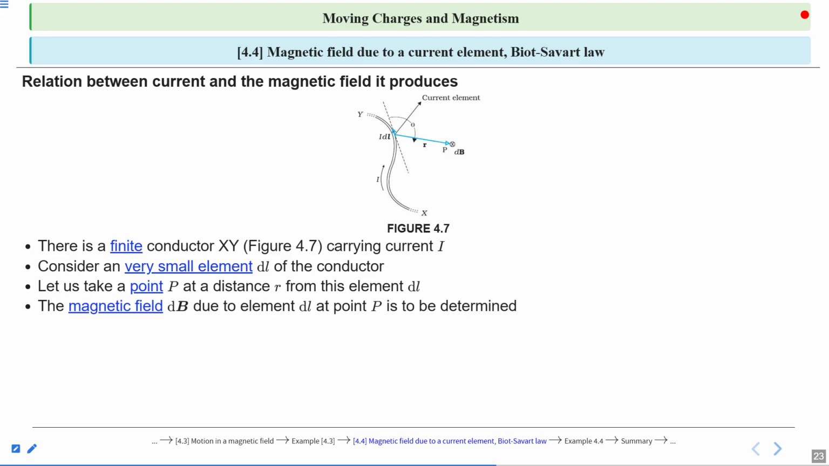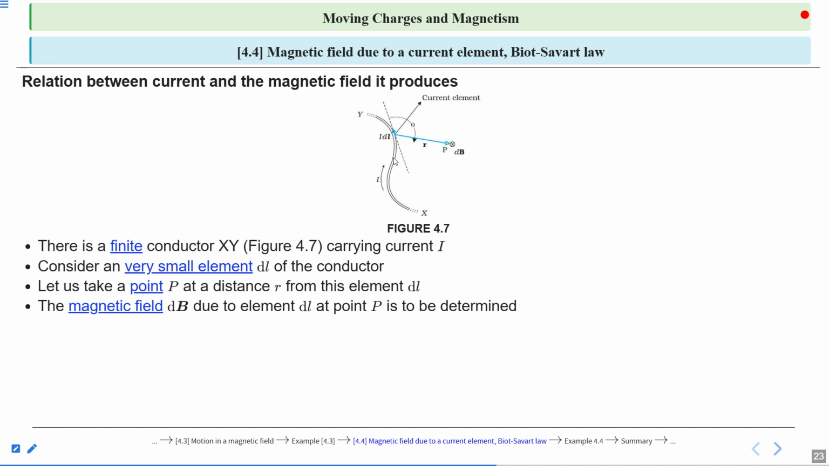The magnetic field dB at point P due to this small element dl is to be determined. We have to find the magnetic field at this point P due to this small element dl. Firstly, we find the magnetic field dB due to this small element, then we will integrate it. There are special cases of Biot-Savart's law for a straight conductor, for a circular loop, for an arc. Then we integrate all the small elements on the conductor.